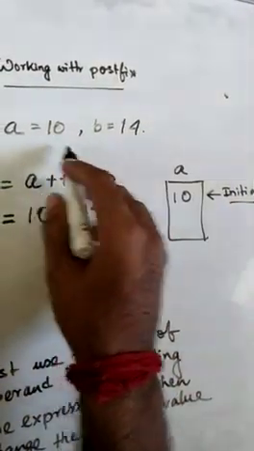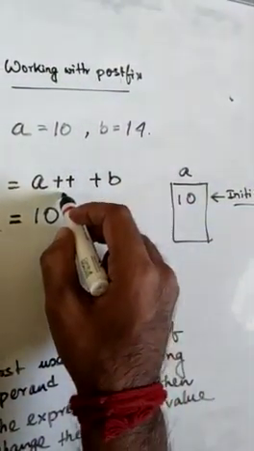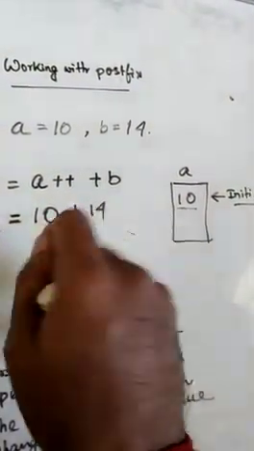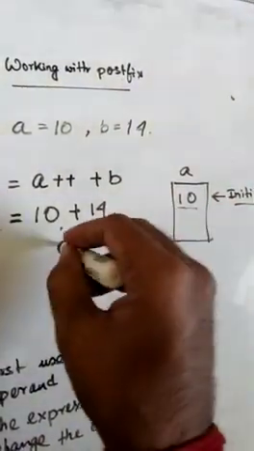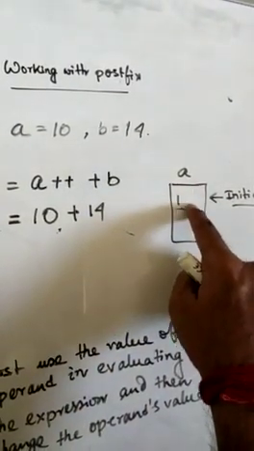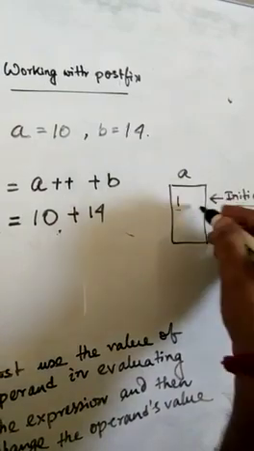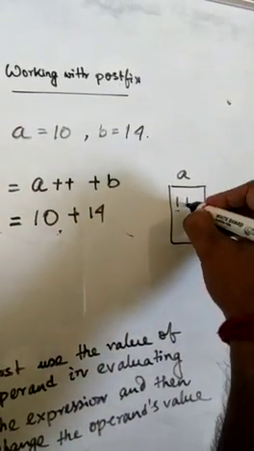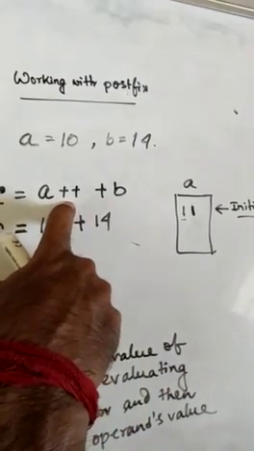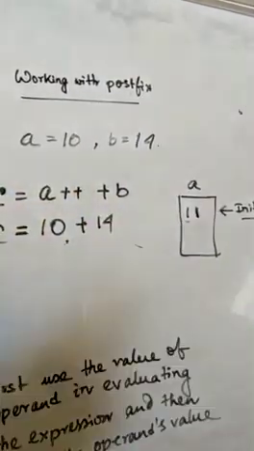A is initialized with the value 10. Now in case of postfix operation, we will use that value. Then after, for evaluating the expression, after putting the value, we will change the value here. So in the memory space, the value will get changed. So A becomes 11, as we are using the increment operator, it changed the value by 1.